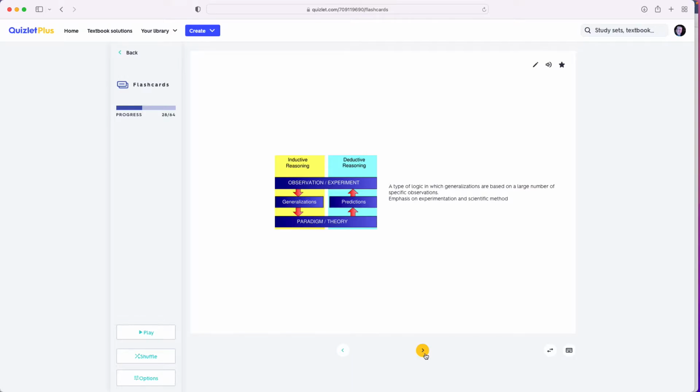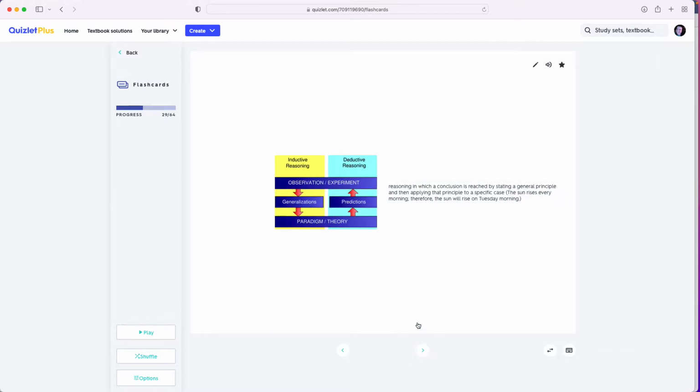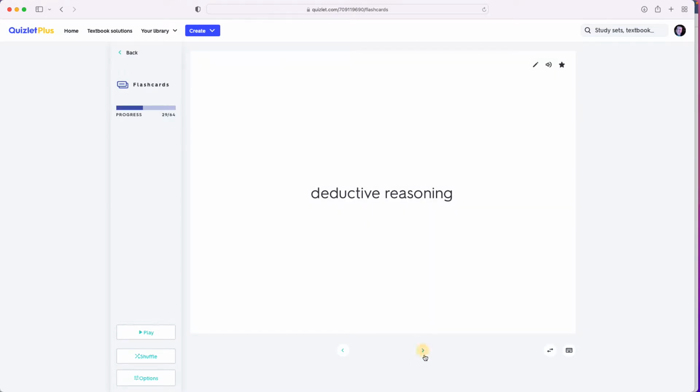All right, a type of logic in which generalizations are based on a large number of specific observations. So you have proof, right? That is inductive reasoning. Deductive reasoning is where you draw a conclusion based on previous proof or something that has happened before. For instance, the sun rises every morning, therefore the sun will rise on Tuesday. That is deductive reasoning.